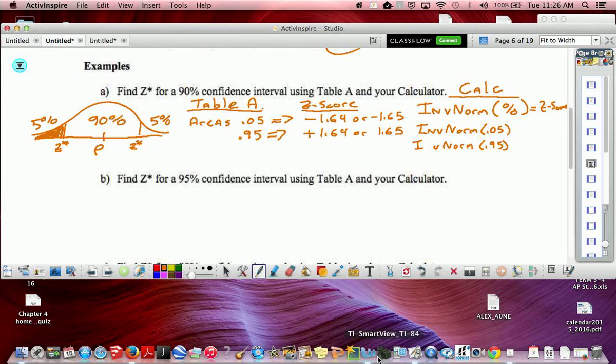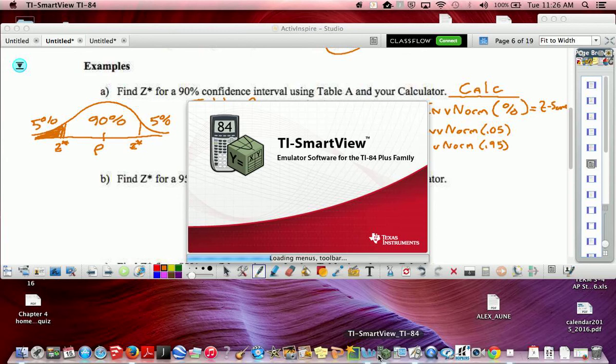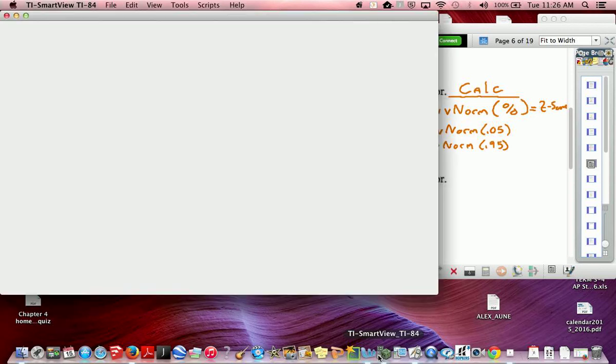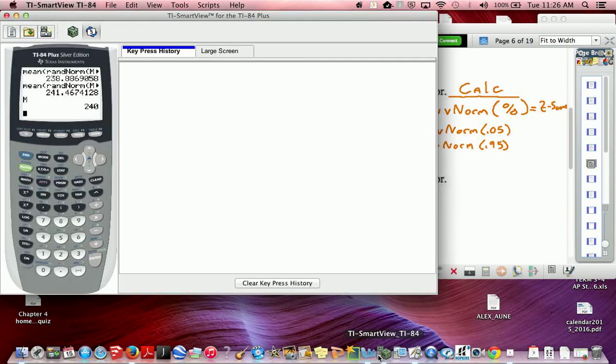Might have to warm up my calculator here. So I just shut down my computer during second block's lecture, which was not fun. All right. Oh, it still has the old stuff from yesterday.